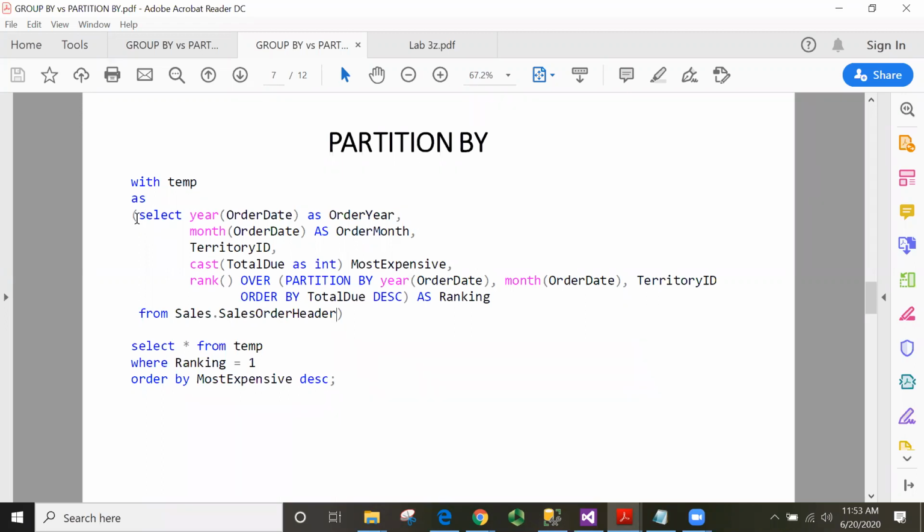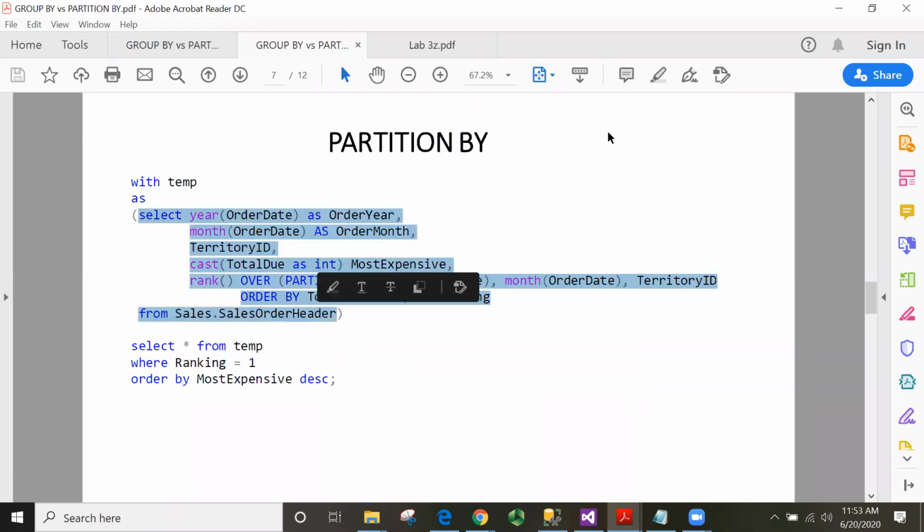So we do the ranking and the data grouping within this common table expression. But we want only the most expensive order for each partition, for each group, right? Therefore, we use the where clause in the outside query. You select all columns from the common table expression, and then you say ranking equals 1. Are we clear?